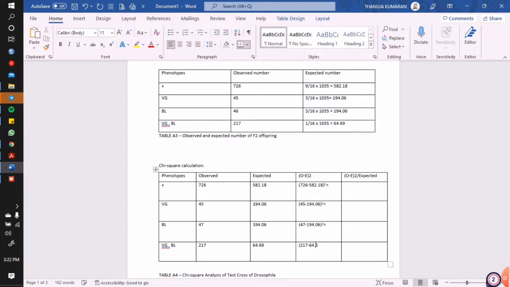So for the following table, for (O minus E) squared divided by expected, we need to divide the value we get in the third column by the expected number, and we get the answers.